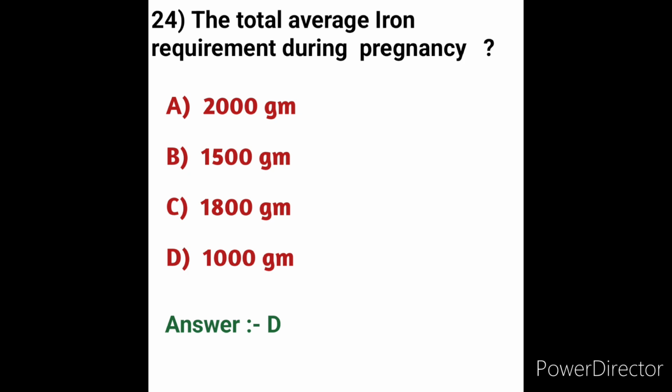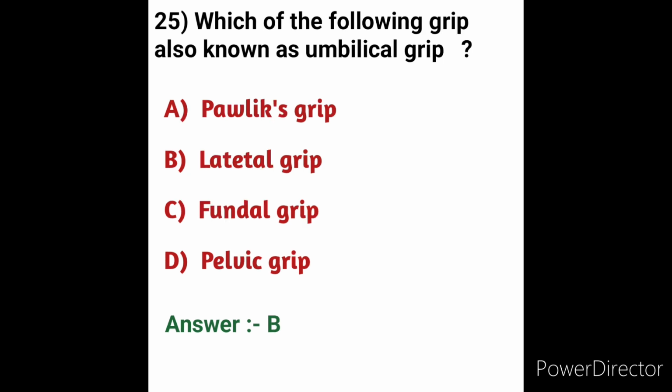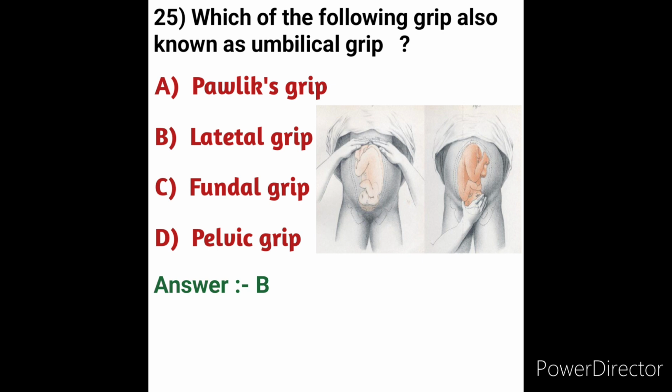See the 25th question. Which of the following grips is also known as the umbilical grip? Okay friends, which grip is known as the umbilical grip? We will see the options. Option A Pavlik grip, option B lateral grip, option C fundal grip, and option D pelvic grip. The umbilical grip is also called the lateral grip. Option B is the correct answer. Not only lateral grip, the umbilical grip is also called the second Leopold's maneuver.